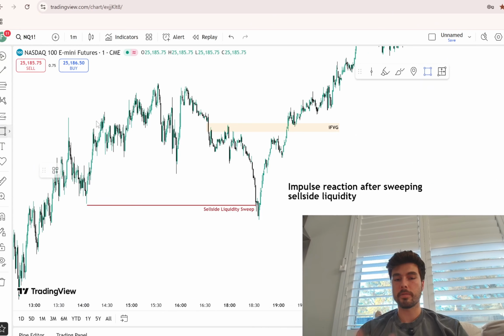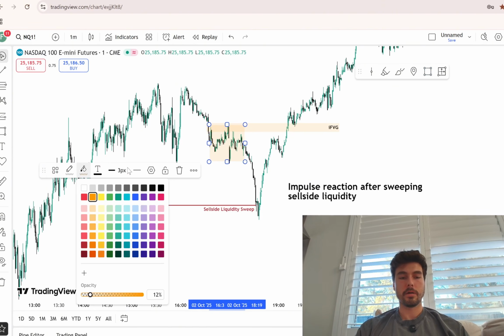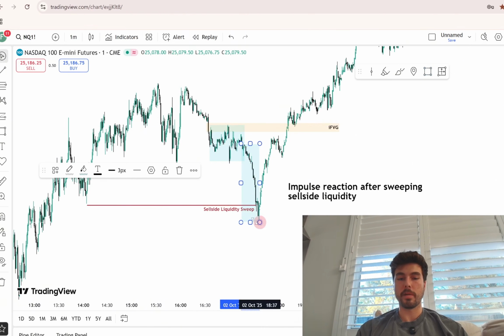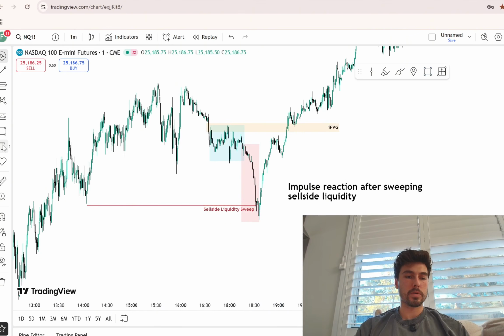We have the power of 3. So we've got accumulation here. I'm going to mark that out, say in blue. We've got manipulation coming on down here. We'll mark that out in red. And I'm going to make note of that also about here.